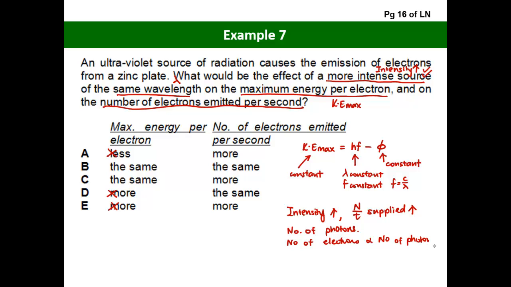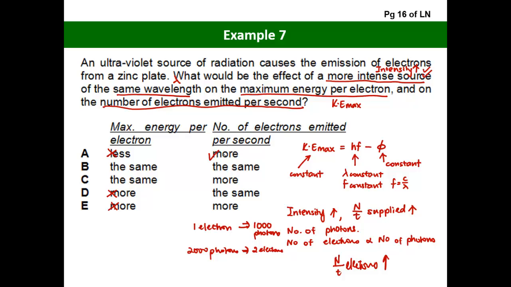So we can give an example. Suppose that one electron is liberated for every 1,000 photons that are impinging on it. If we have now 2,000 photons, then we would expect that that would liberate 2 electrons. So when we increase the intensity, we will also increase the number of electrons that are liberated. So the number of electrons liberated should logically increase.